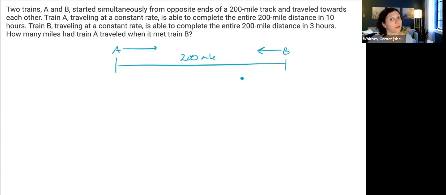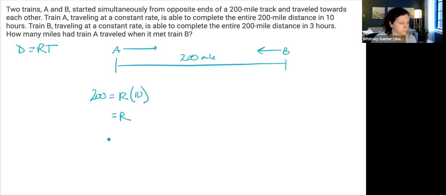Now, the first thing is I don't know how fast they're going. In order to build my little table, I need to know how fast these two actors are traveling. And so if it takes train A 10 hours to do 200 miles, I'm going to put that in a formula. So 200 miles, distance equals rate times time. 200 equals distance, my rate in this case is what I'm solving for, and my time is 10 hours. I divide. This train is doing 200 over 10, which is the same as 20 miles per hour. So train A is doing 20 miles per hour.